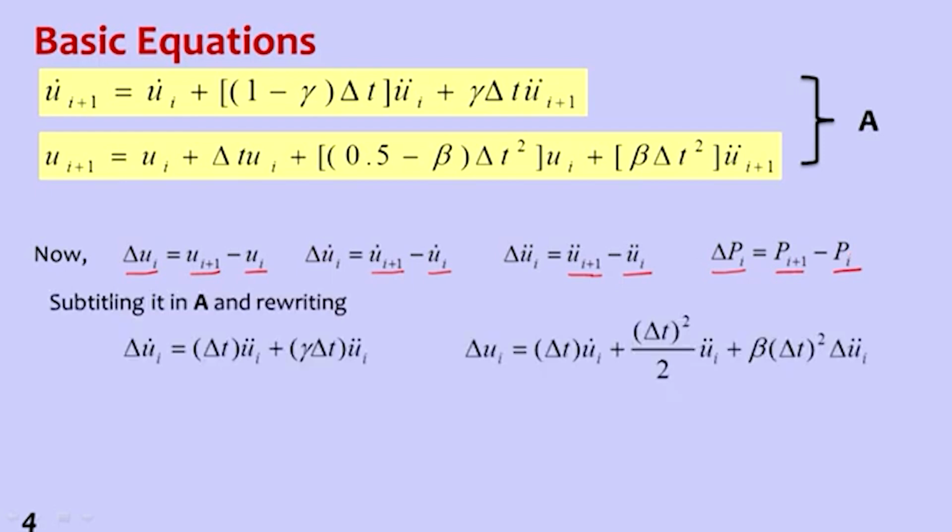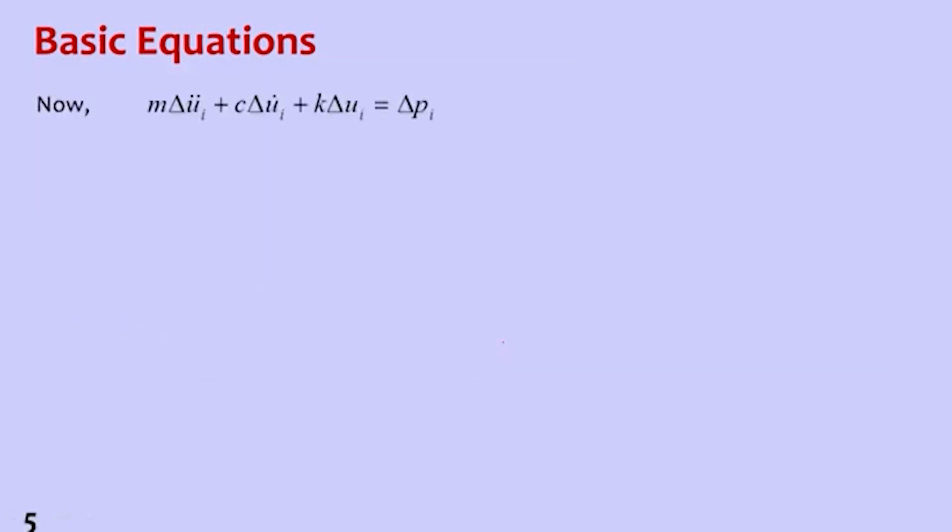Now, substituting these in the equations and rewriting, what we get is this for the velocity term and this for the acceleration term. If we substitute these in the above equation, we get delta t u double dot i plus gamma delta t delta u double dot, and similarly the increment in displacement and the increment in velocity. Now, the basic equation is m u double dot plus c u dot plus k u is equal to p.